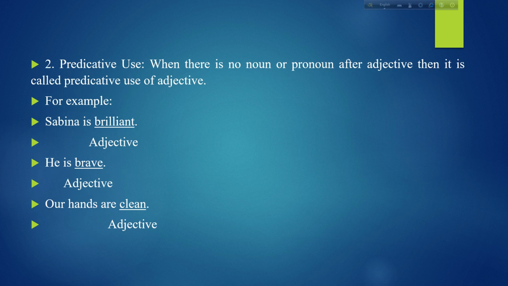And what is predicative use? When there is no noun or pronoun after the adjective, then it is called predicative use of adjective. This adjective also qualifies a noun or pronoun, but after the adjective there is no noun or pronoun. For example, Sabina is brilliant. So here brilliant, the adjective, is used as predicative use. If I say Sabina is a brilliant girl, then in brilliant girl, brilliant is attributive use. But here only brilliant, so it is predicative use. He is brave, brave adjective. Our hands are clean, clean adjective. These are used as predicative use of adjectives.